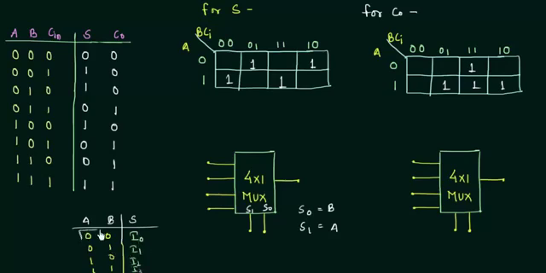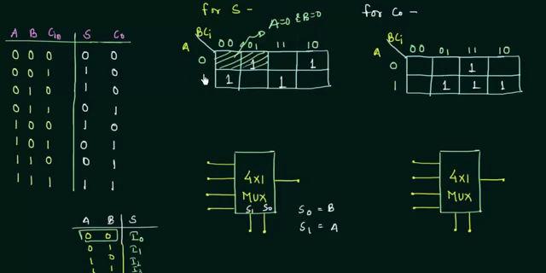So for the first case, when A is 0 and B is 0, let's see this K map. A is 0 for this complete row, but B is 0 for only the first two cells. So this is when A is equal to 0 and B is equal to 0. The shaded portion shows A is equal to 0 and B is equal to 0.